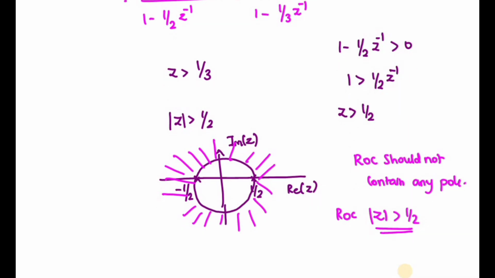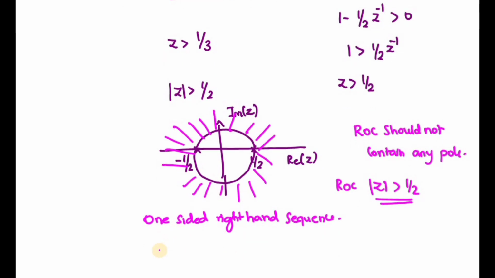So this is called a one-sided, right-handed sequence. Right hand sequence, right? So it is always positive. It is always causal. Okay. So this point you have to note it down.